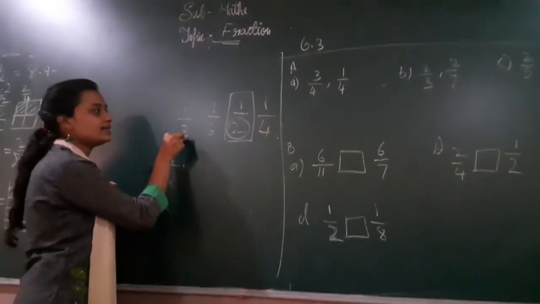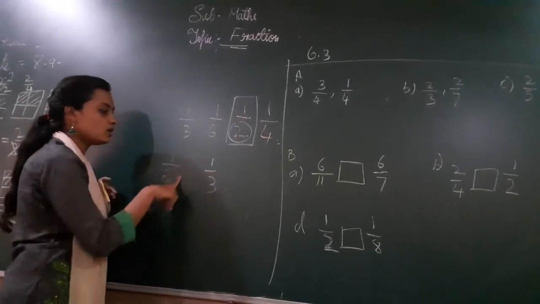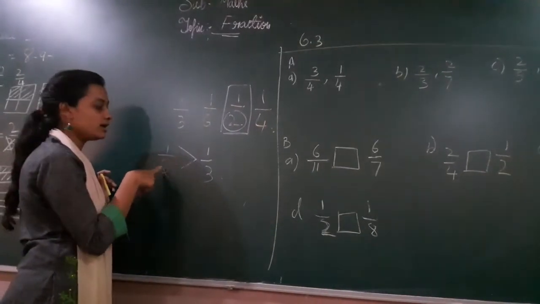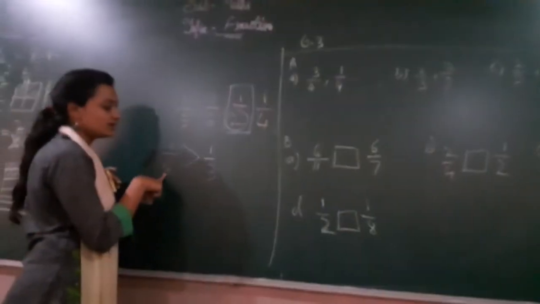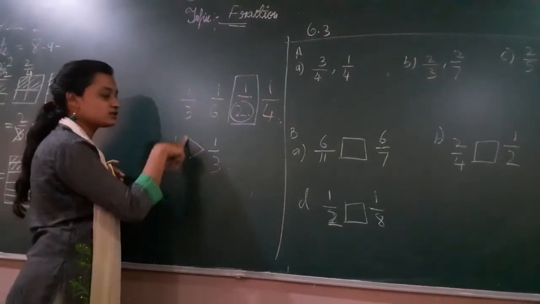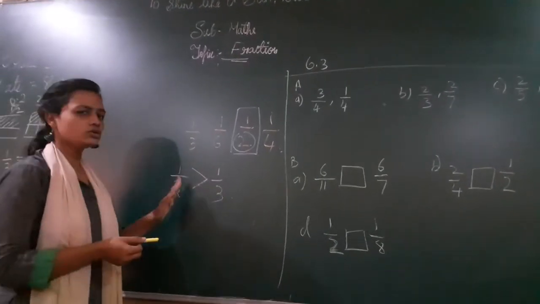Okay, and then which is the next one? 3 here. So 1 by 3. So this is more. So I will write the crocodile mouth open up here. Okay, 1 by 2 is more than 1 by 3 because the number having the smallest denominator will be the biggest fraction. Okay. Now you understood this, no?